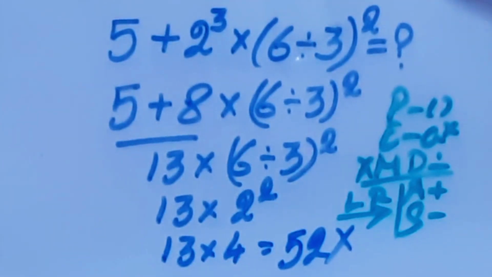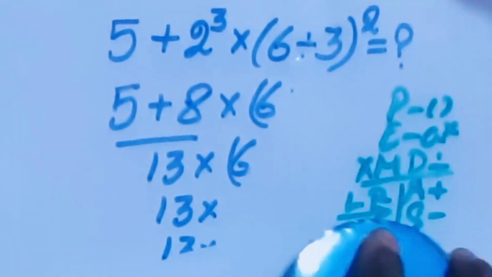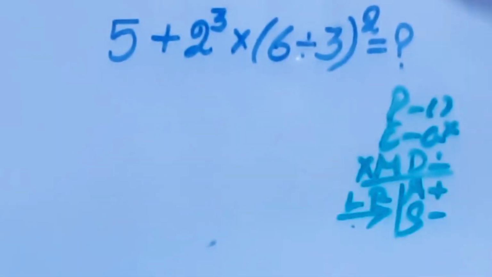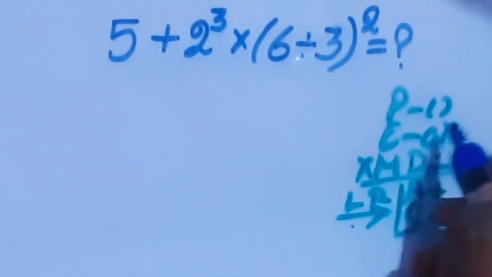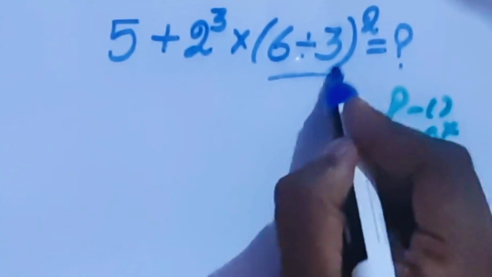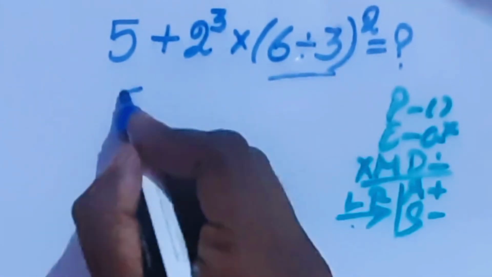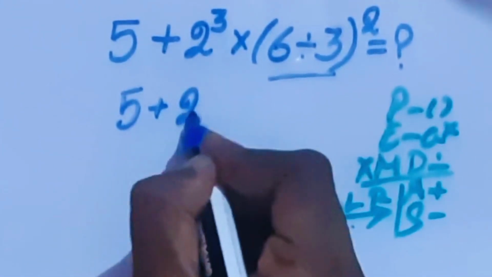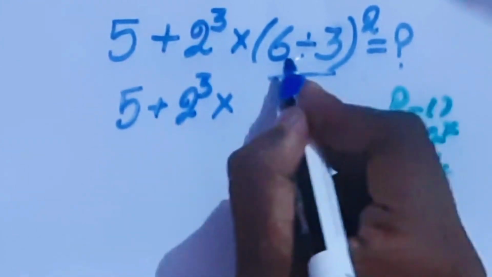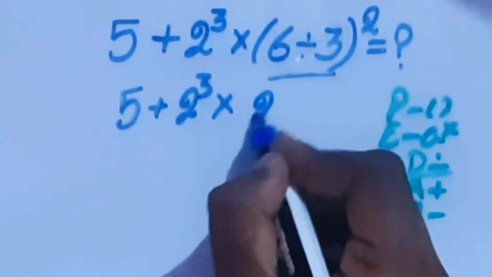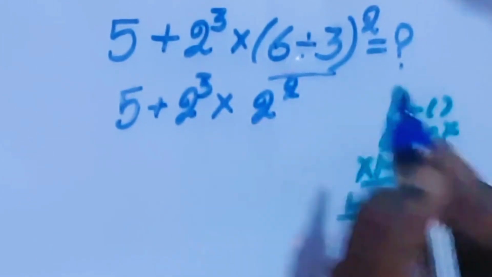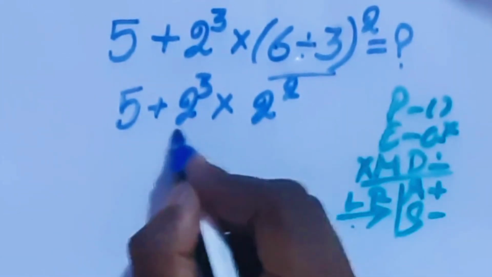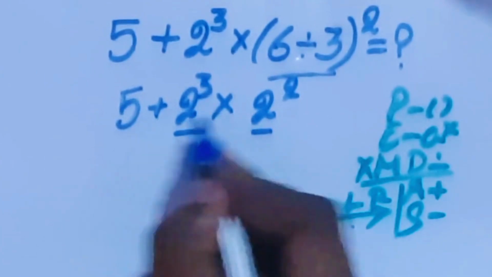Now we are going to solve this problem in the correct order by using the order of operations PEMDAS. Here, as per PEMDAS, the bracket is higher priority, so we have to do this bracket before this operation. Here 5 plus 2 power 3 times, here 6 divided by 3 is 2 power 2. The next priority is the exponent, so we have to do this exponent before this addition and multiplication.